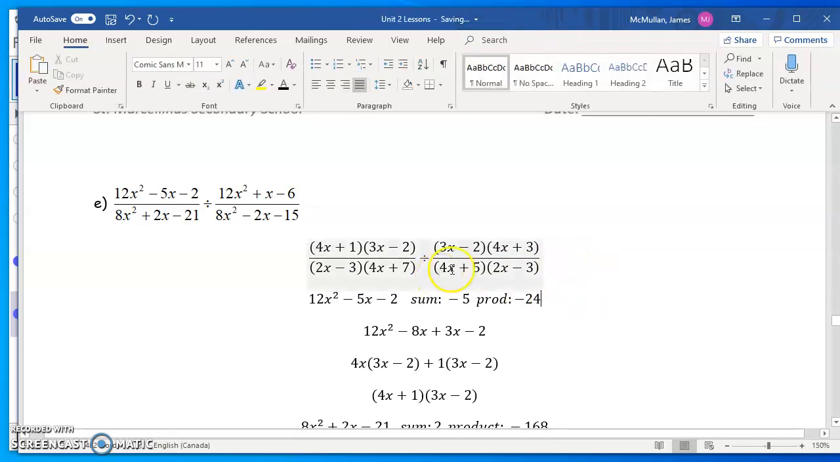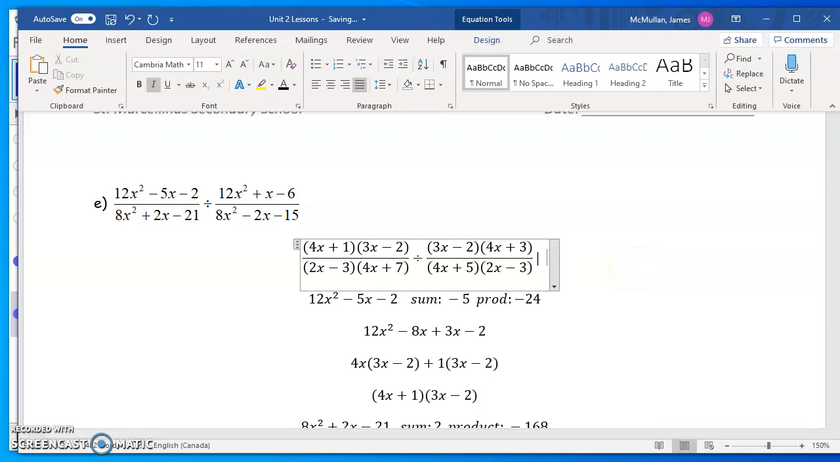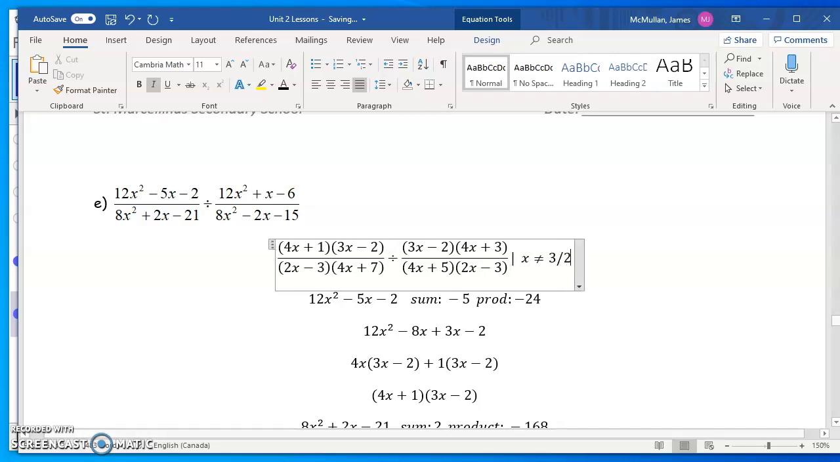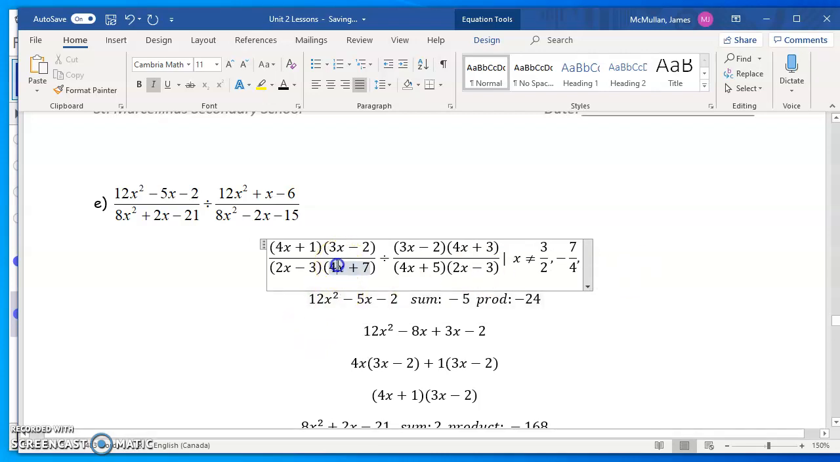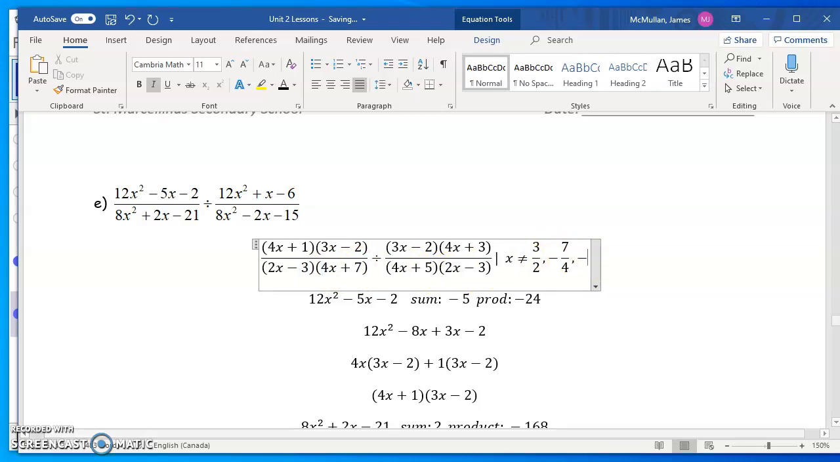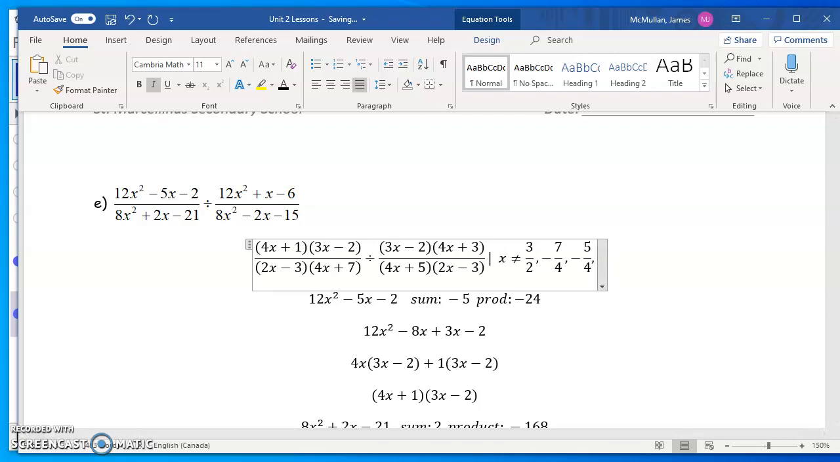Okay, so when you factor it, you get this. Now, again, be careful. We can't have any denominator be 0. So x is not allowed to be 1.5, or let's say 3 over 2. Okay, -7 over 4. Just think about why that one would work for a second. If this is -7 over 4, then when you multiply it by 4, it's -7, and you add 7, you get 0. X also cannot be -5 over 4, and it cannot be 3 over 2 again, which we've already stated, so we don't need to state it again.